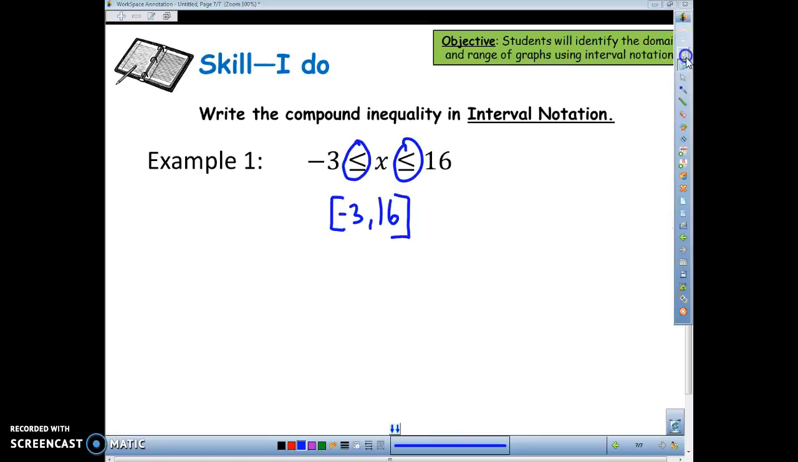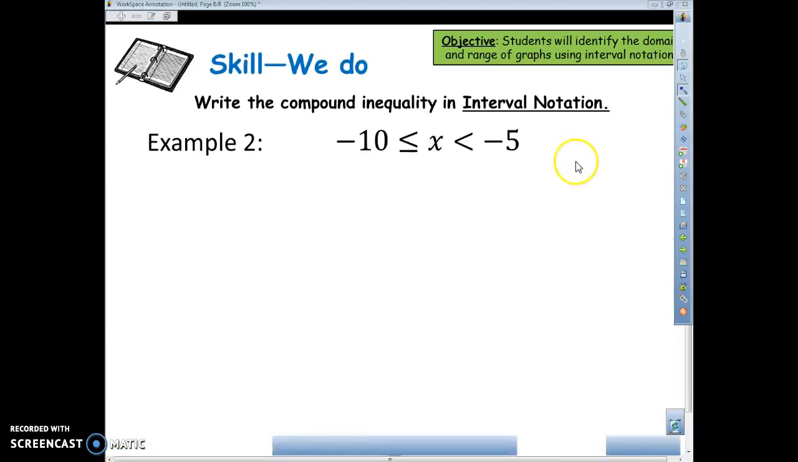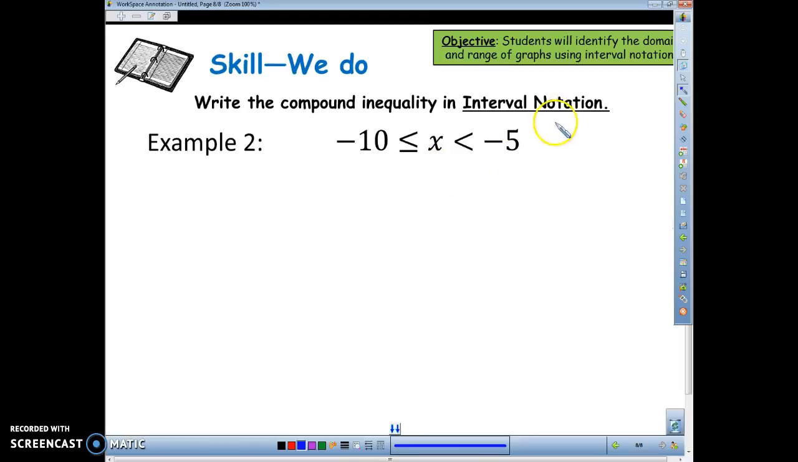Let's look at another example. Here, example 2, I want to write the compound inequality in interval notation. So my values are -10, comma, -5, and I match my brackets or parentheses to my inequalities. Here I have less than or equal to, so I use brackets. Here I have strictly less than, so I use parentheses. This is saying that x lives between -10 and -5, where we include the value of -10, while we exclude the value of -5.